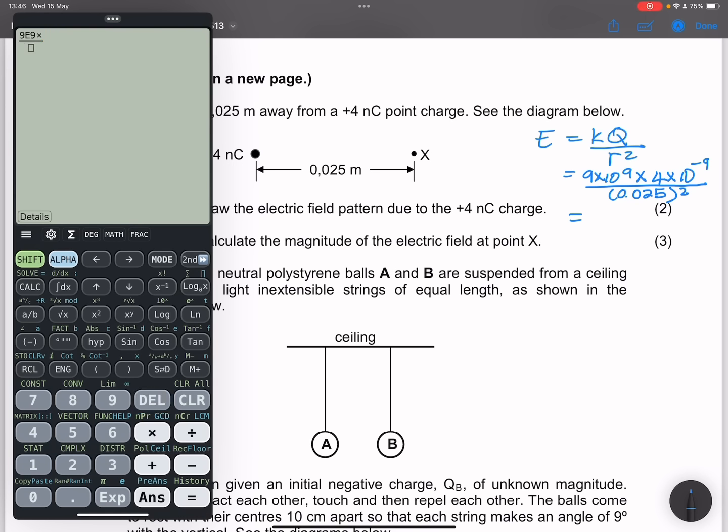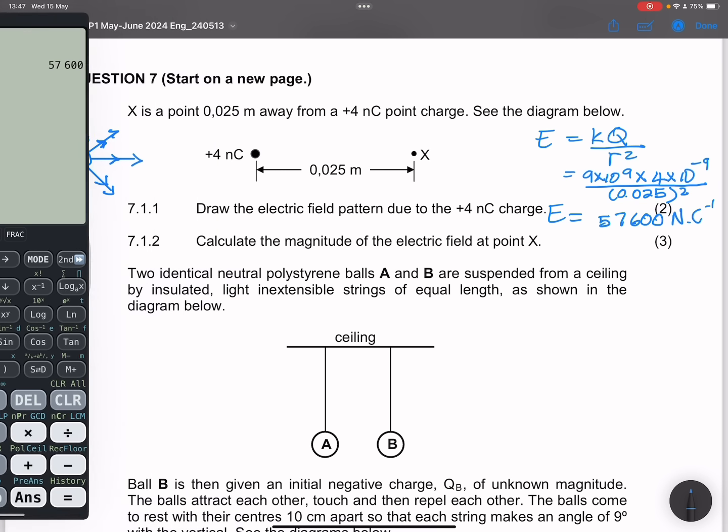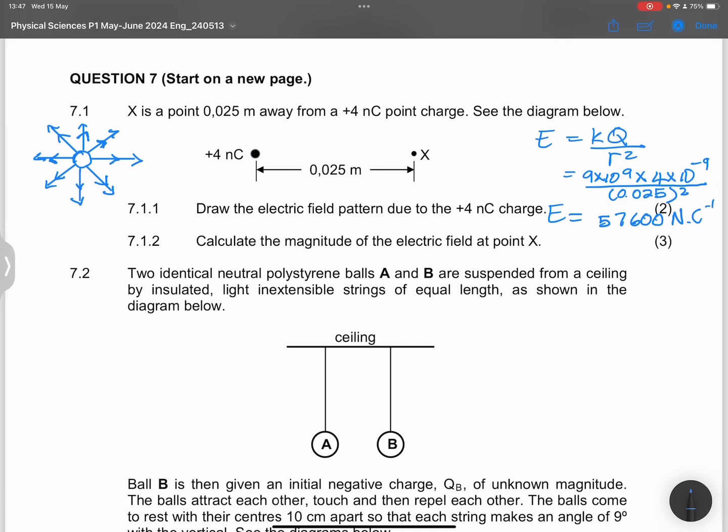So that's 9 exponent 9 multiplied by 4 exponent negative 9, and all of that is divided by 0.025, but remember that we are going to square that, and so that gives us 57,600 newtons per coulomb. And by the way, they had just said the magnitude of it. They didn't require direction, so we're going to just leave it at that.